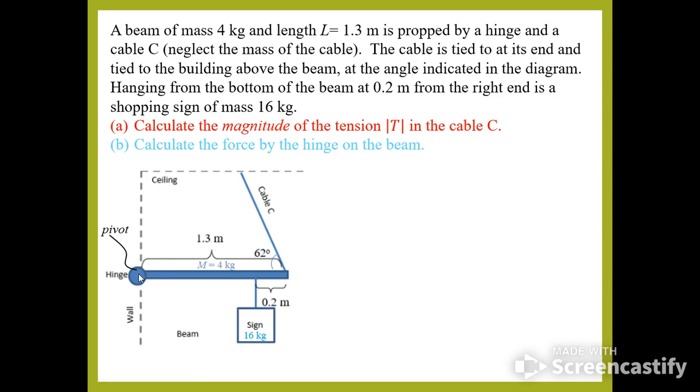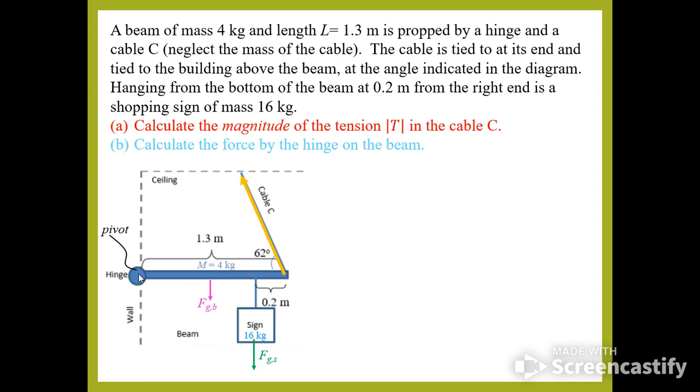Okay, so the first thing I suggest you do is draw all your forces. This way it helps you with setting up the torque function. The first thing I have drawn here is the weight of the sign in green, F_g,s, s for sign. The next vector is the weight of the beam, which is placed at the center of mass of the beam. It's important that you place that vector at the center of mass. Sometimes students have a misconception and place it at the end of the beam.